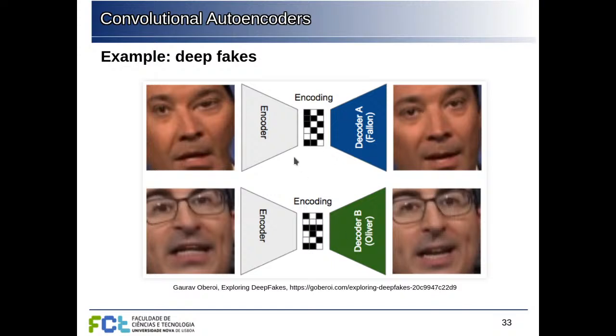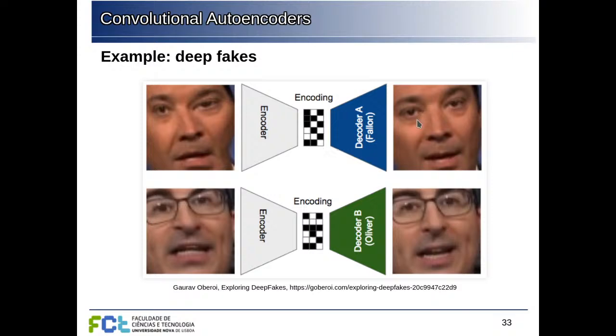And basically what we are doing here is we are training the encoder to map between these faces, regardless of whether it's Jimmy Fallon or John Oliver, but to map these faces into this hidden representation that is common to both types of faces. But we are specializing each decoder to map from the hidden representation to one of the particular types of faces. So we have one decoder for John Oliver, one decoder for Jimmy Fallon.